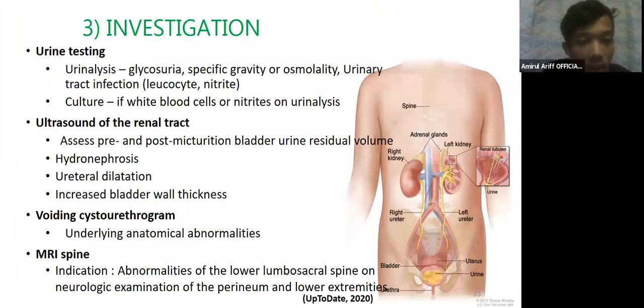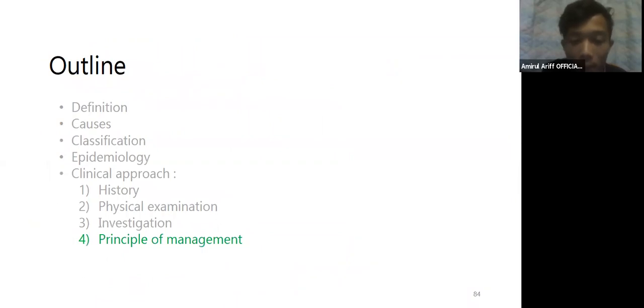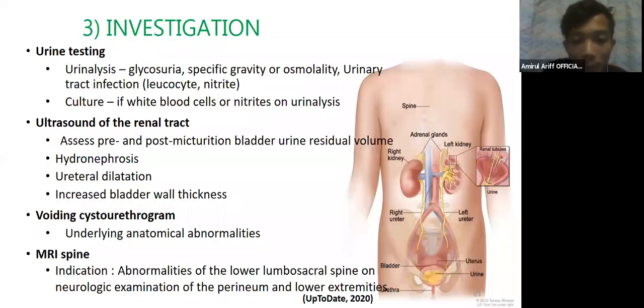These are other investigations that can be done. For example, urine culture if the white blood cell on urinalysis is positive. Ultrasound of the urinary tract can be done to look for hydronephrosis and other abnormalities. Voiding cystourethrogram if we suspect any underlying anatomical abnormalities. MRI spine if during the examination we found abnormalities. So that's about investigation. The most important thing to remember is that urinalysis is the most important and needs to be done in every case of enuresis. So next.